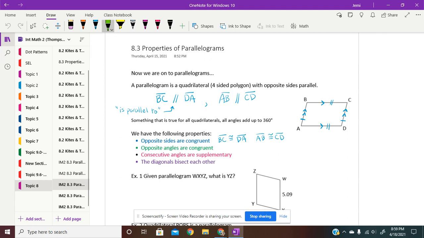The next piece of information says opposite angles are congruent. If I focus in on angle B right here, angle B, which is opposite angle D, those will have the same degree measurements. So the measurement of angle B is equal to the measurement of angle D. Similarly for A and C: the measurement of angle A is equal to the measurement of angle C.